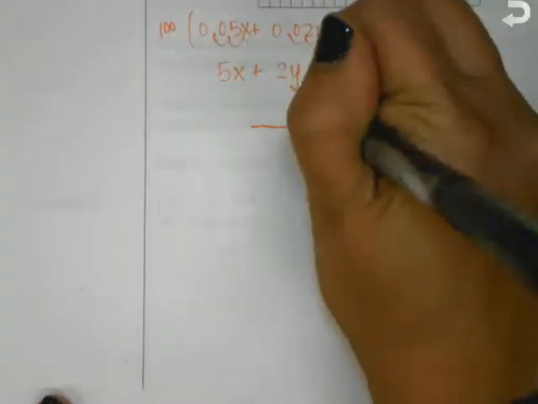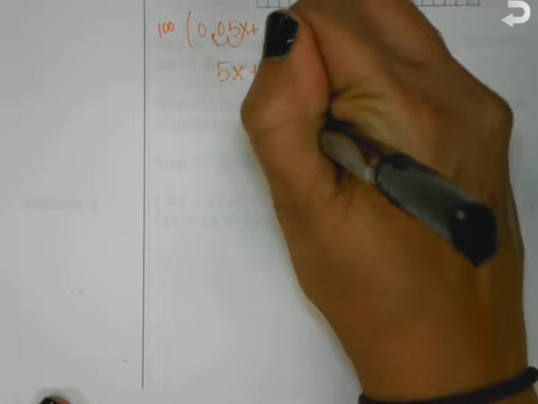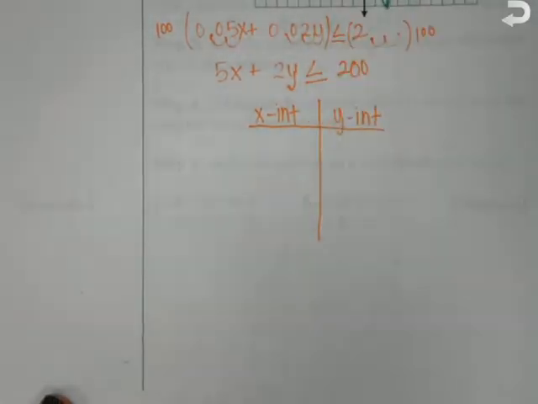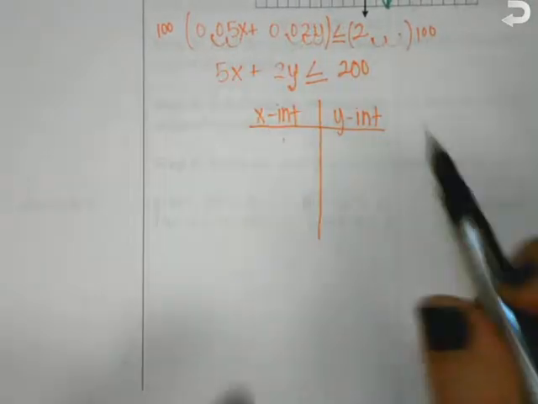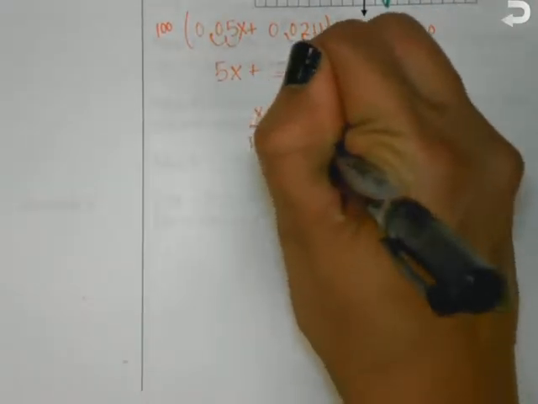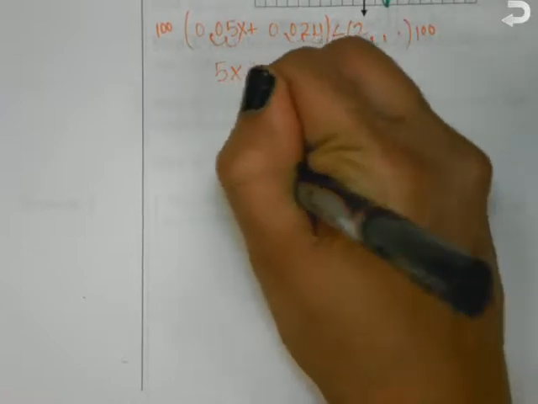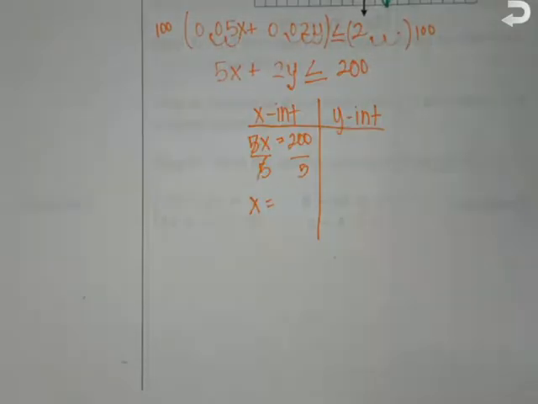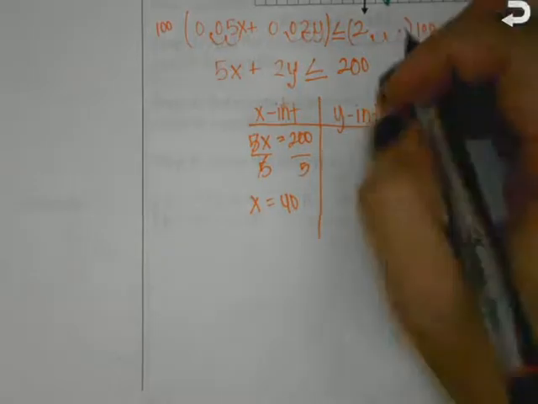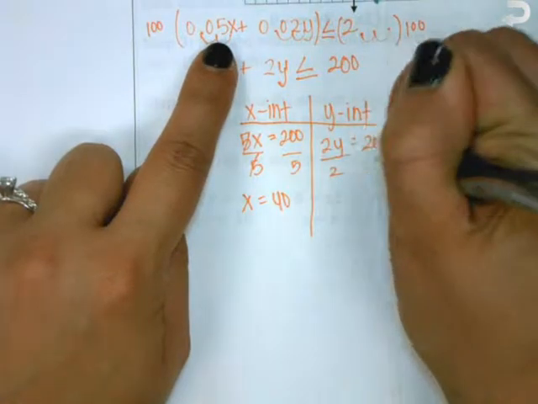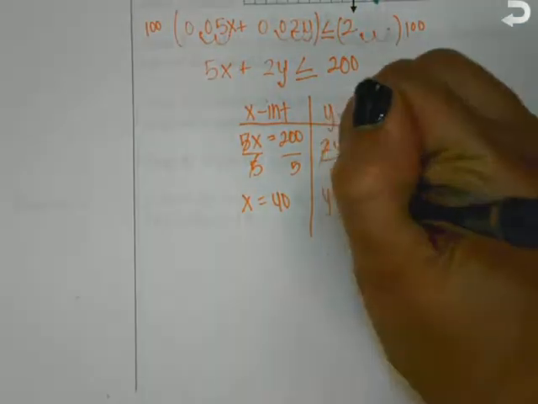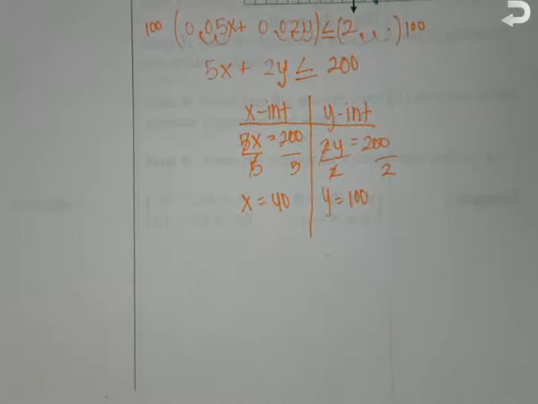So let's draw our t-chart. X-intercept, Y-intercept. X-intercept, we cover up the y, so that's 5x equals 200. Divide by 5. So x equals 40. And do the same thing here. So we would have 2y equals 200. So y equals 100. Oh my goodness. Whoa, mama.